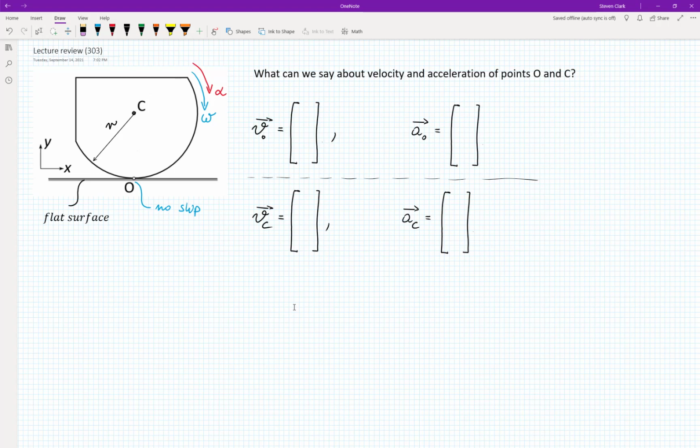So, if there is no slip, can any of you tell me what is the velocity of point O? 0, 0, 0, exactly. Today's brief lecture review will be run by students. So now let's focus on point C. Can any of you tell me what is the velocity of point C? I can give you a little hint. The trajectory of point C at this time instant is the following. It's horizontal, right?